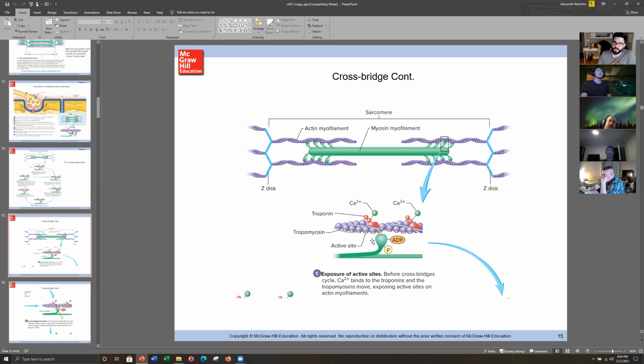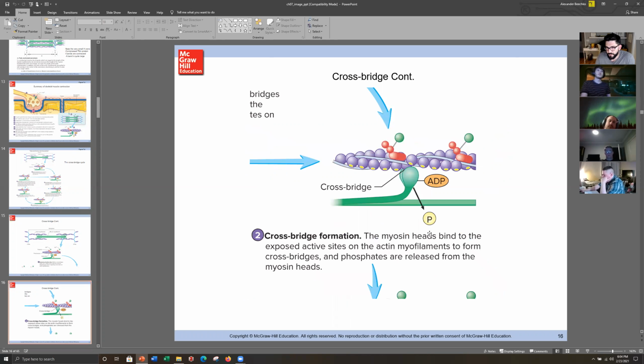Once that cross bridge has formed, then we have a physical change in the shape of the myosin head by pulling that actin filament backwards, or towards the midline. So the myosin heads will bind to the exposed active sites on the actin myofilaments to form cross bridges. And phosphates are released from the myosin heads as we change that configuration of ATP to ADP.